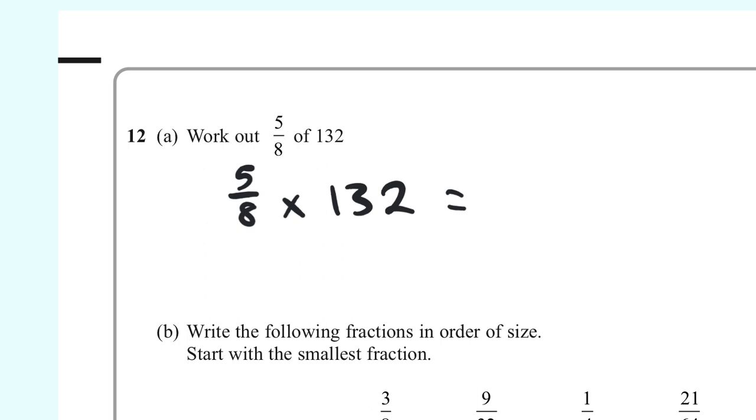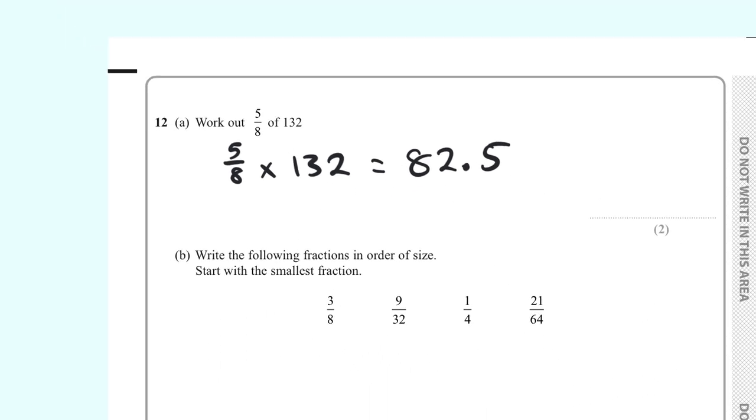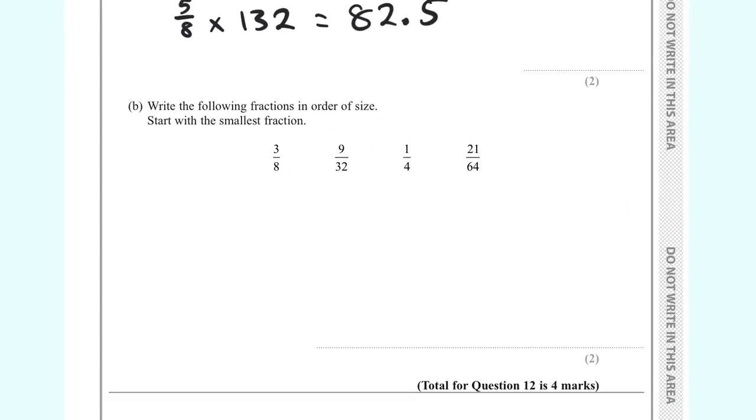Alright, so you should get 82.5. Right, don't do it yourself, just use your calculator. If you really wanted to, you could divide it by 8 and then times it by 5. You'll get the same answer, so honestly, I wouldn't even bother. But if you want to do it like that, you're more than welcome to.